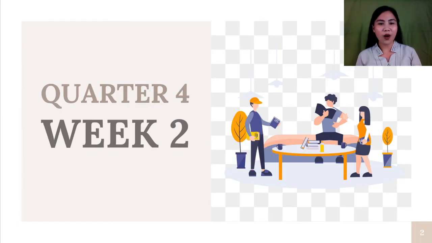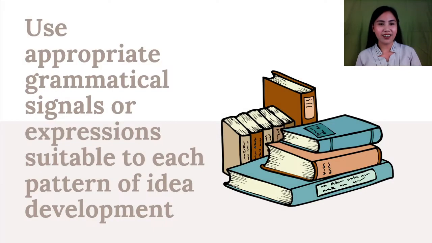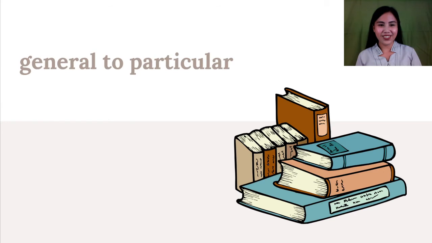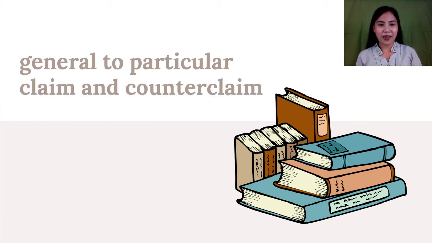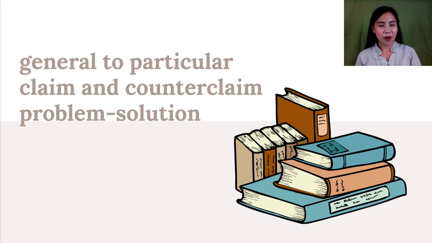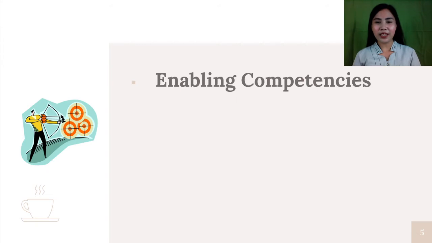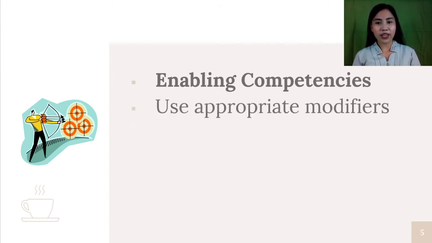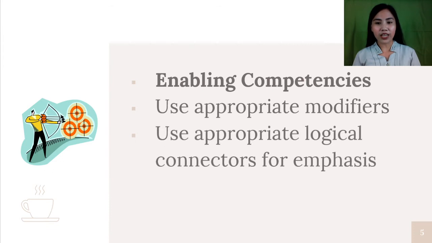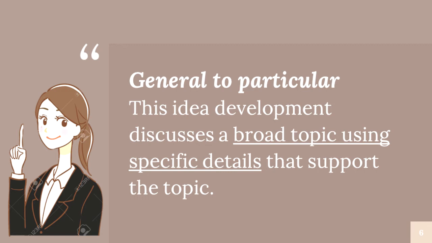Welcome to Quarter 4, Week 2, that aims to equip you with the most essential learning competency. Use appropriate grammatical signals or expressions suitable to each pattern of idea development, such as general to particular, claim and counterclaim, problem solution, and cause effect. Our enabling competencies are use appropriate modifiers and use appropriate logical connectors for emphasis. Let's start with general to particular.